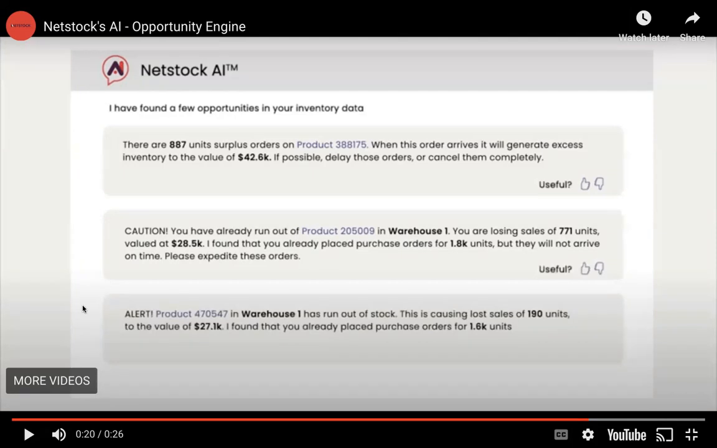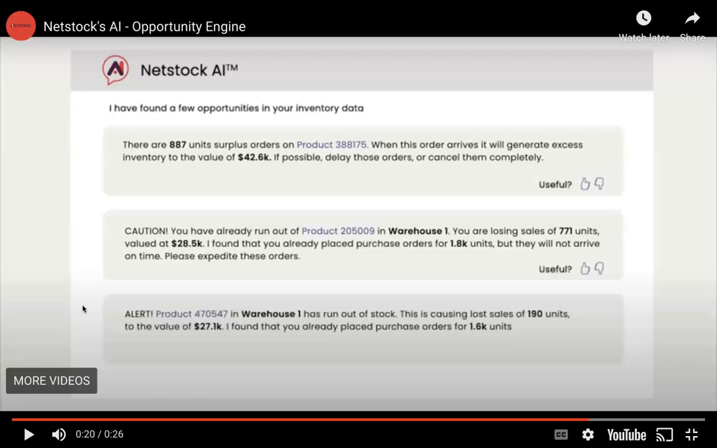The second one, you have already run out of a product. You can see over there in warehouse 1, you're losing 771 units. It's giving you the value of lost sales for you. And it has found that there's already an order that has been placed, but obviously this order is not coming in time, and there's potentially going to be a stockout before that order arrives, asking you, can you expedite these orders? So can you get hold of the supplier and try and expedite those orders?